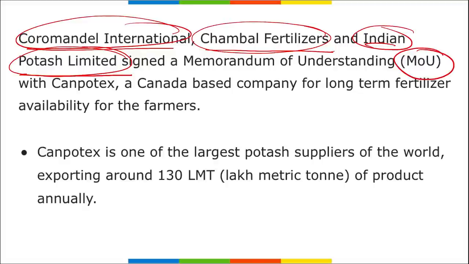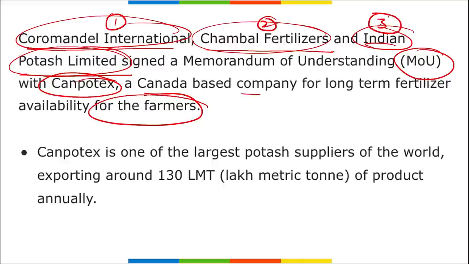So they signed an MOU, that is Memorandum of Understanding, with a Canada-based company, that is Canpotex, and they will be supplying them long-term fertilizer availability for the farmer, or you can say these companies will be importing potash from Canada. Alright, and these companies you need to remember, take note of them. Canpotex is one of the largest potash suppliers of the world.